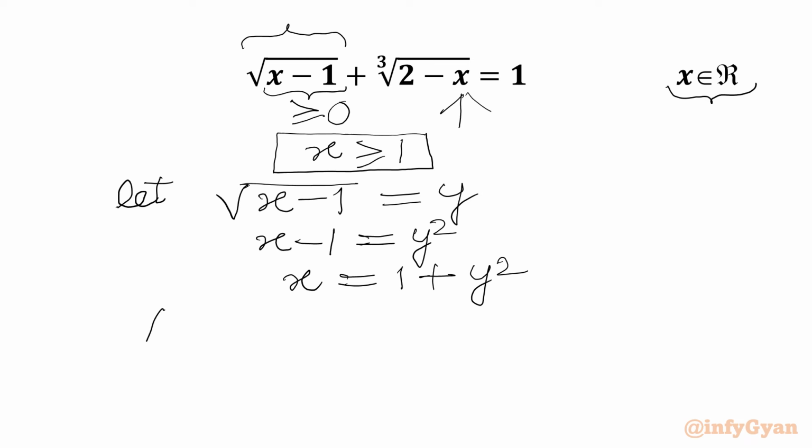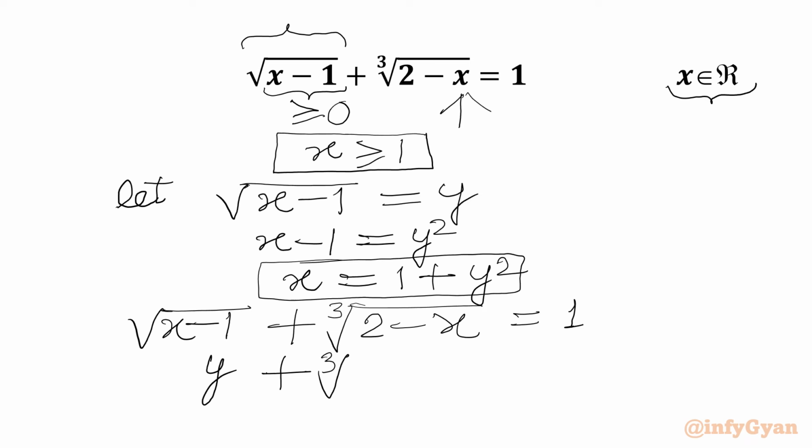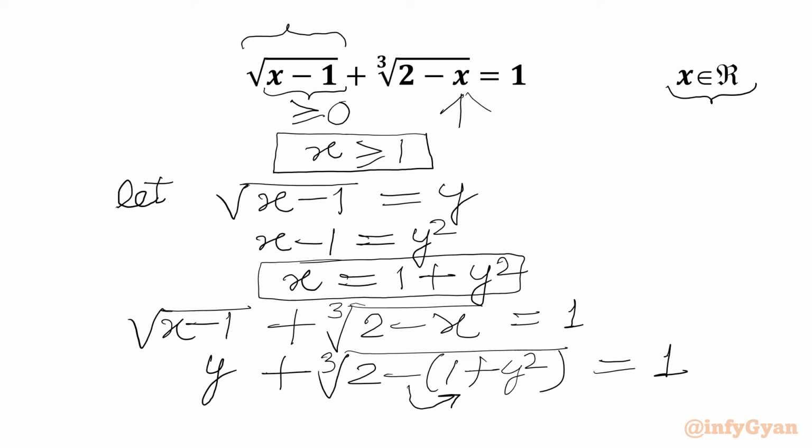Let me write the equation: square root of x minus 1 plus cube root of 2 minus x equal to 1. So square root of x minus 1 is y. We'll write here y plus cube root of 2 minus x, x is 1 plus y square. So we'll write 2 minus (1 plus y square) equal to 1. Now we will multiply this minus to our bracket terms.